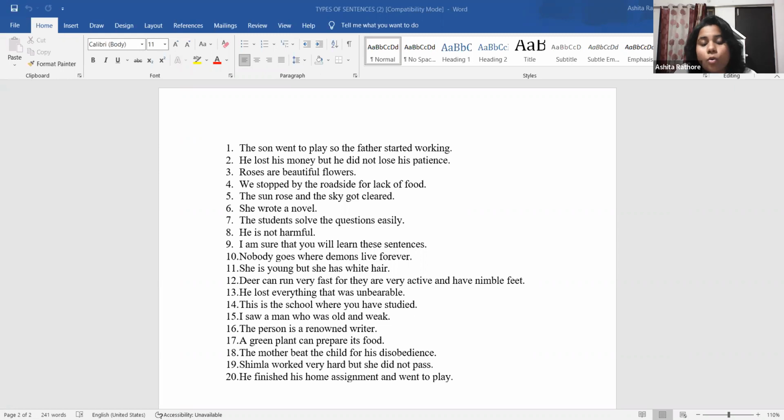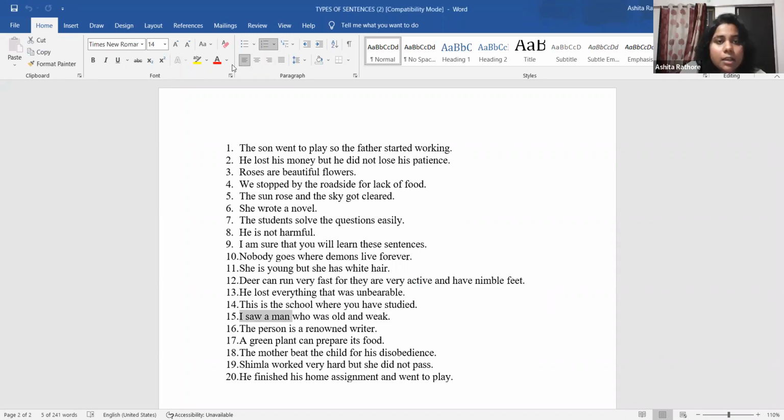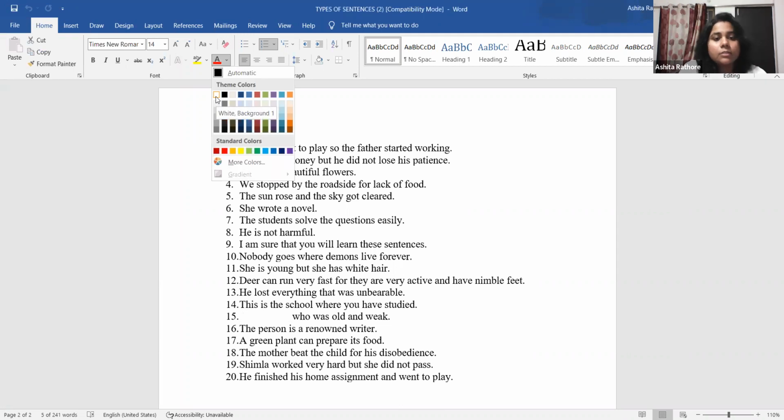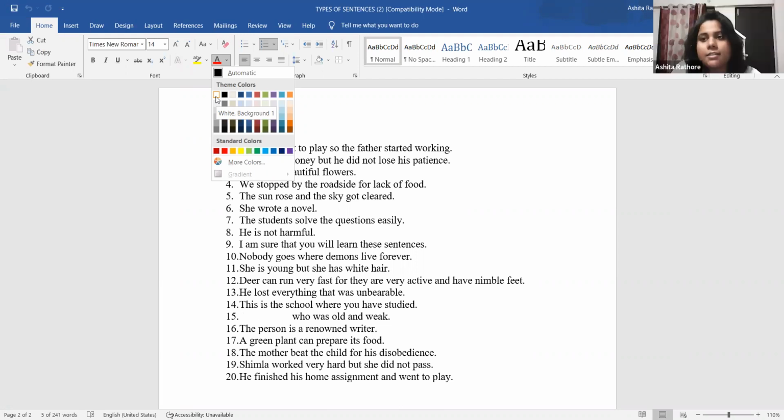Can who was old and weak stand on its own as a sentence, like as a statement? Yes, ma'am. अच्छा, तुम लोग इंटेरोगेटिव लिख के फुल स्टॉप लगाते हो. No, sorry. I saw a man है. ठीक है. Now, who was old and weak? Is this making any sense? No, ma'am. Dependent. समझी हिमानी? Yes, ma'am.